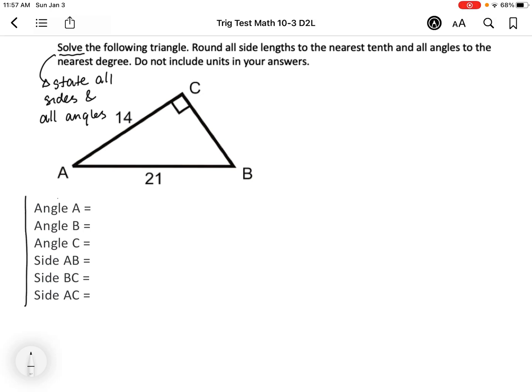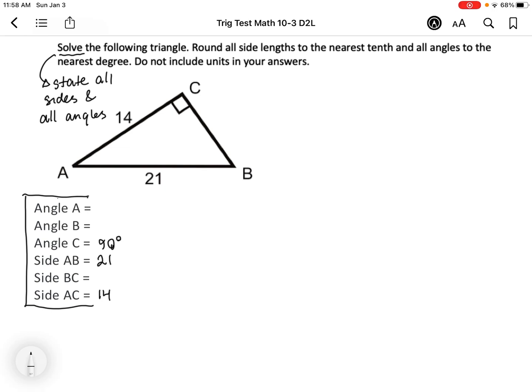Okay, and so that's why you had all of these little boxes where you had to have 6 pieces of information, 3 angles, 3 sides. Now, whenever you're asked to solve a triangle, you have to be given 3 pieces of information, either 2 angles and a side or 1 angle and 2 sides. And in this case, you're given 1 angle, which is angle C, right? You have a box that tells you angle C is 90 and 2 sides. So we know AC is 14 and AB is 21.